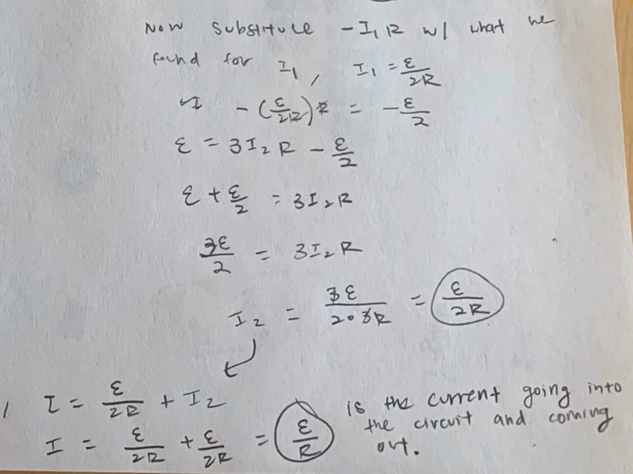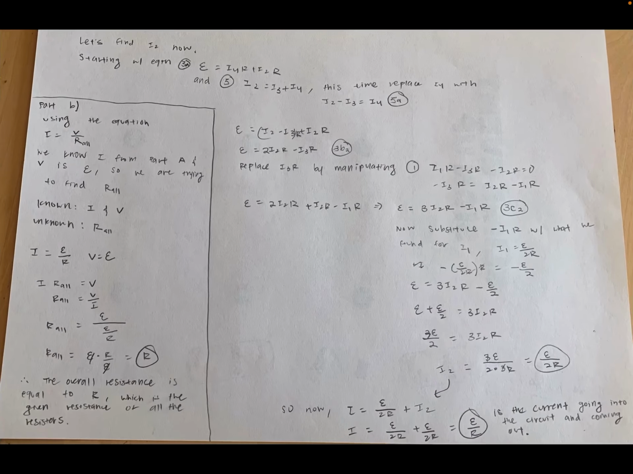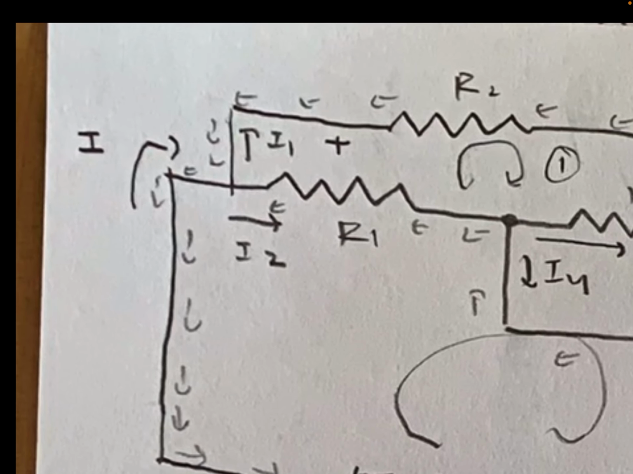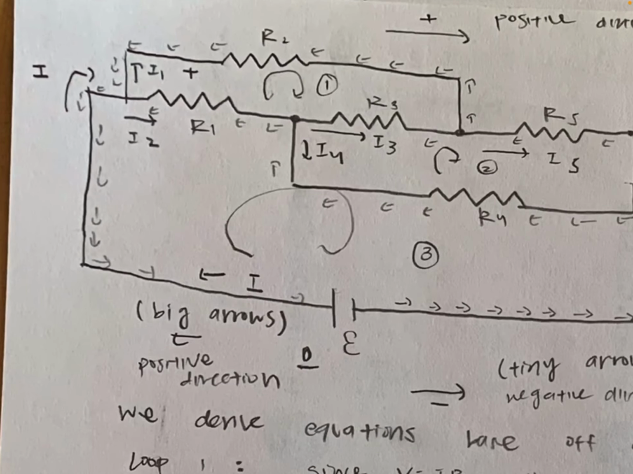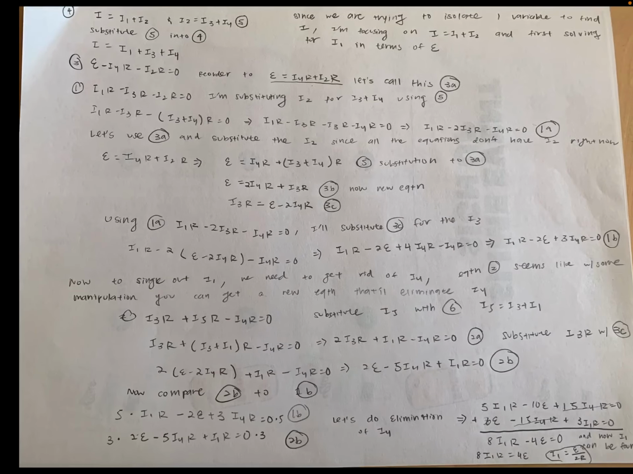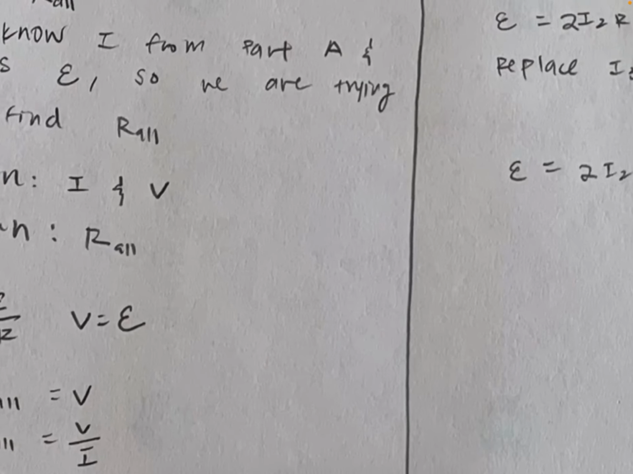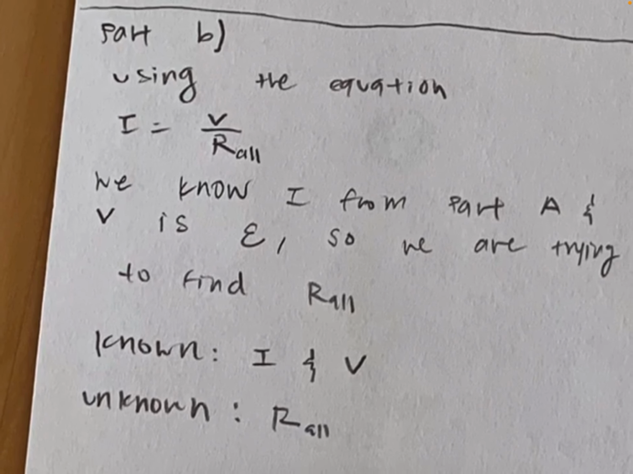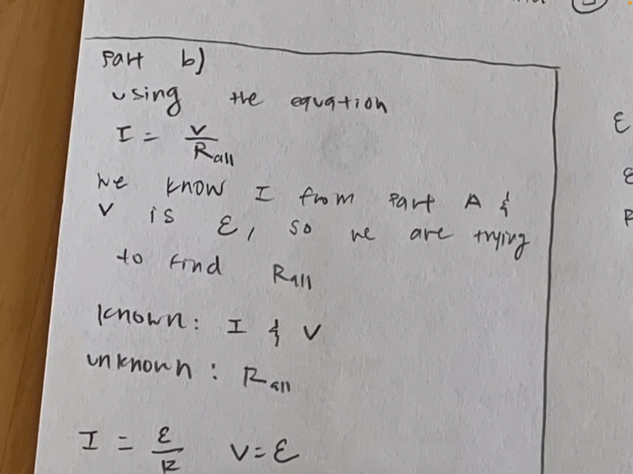So this is the current going into the circuit and coming out. According to the diagram, I is E over R. So it goes up here and down here. So that's I, which is the current. And to find part B, it's a lot simpler. We just use the equation I equals V over REQ. I labeled it as all, but it's REQ.